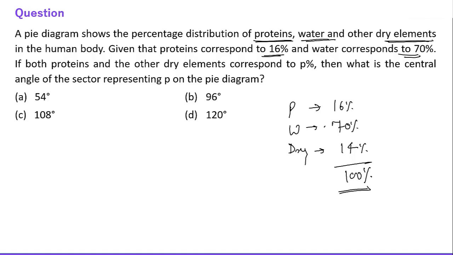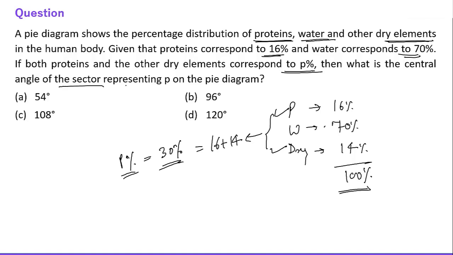Fine. Okay. Now, what is the question? If both protein and other dry elements correspond to P percent, so this is 16 plus 14. So how much? It is 30%. Right. 30% they are saying P percent. Okay, fine. Then what is the central angle of the sector representing P on the pie chart?